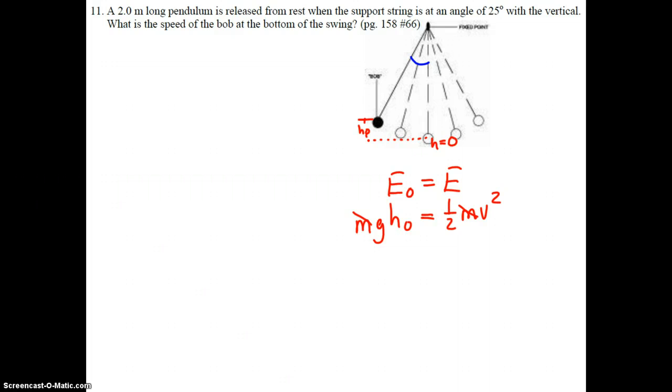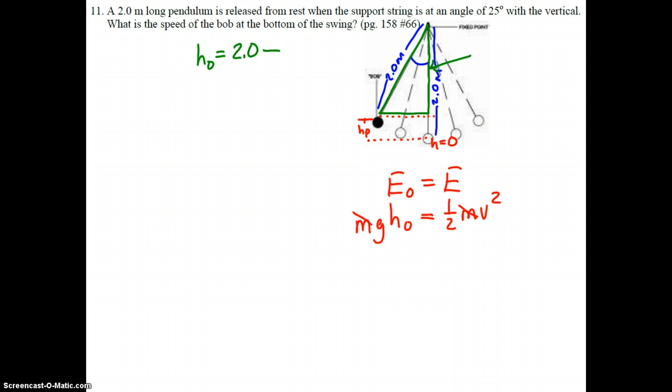We know that this angle is 25 degrees, as given in the problem, and we know that the length of the pendulum is 2 meters. We also know that it's 2 meters long at the bottom of the swing. So if we extend that initial height over, the initial height becomes the difference between the 2 meters from the top to the bottom of the swing and the green leg of the right triangle that I just labeled with an arrow here. So that means h_o is equal to 2.0 minus the length of that green leg.